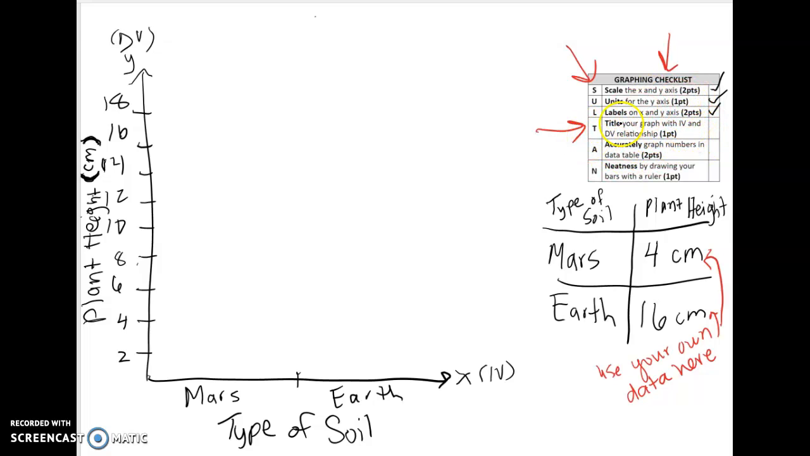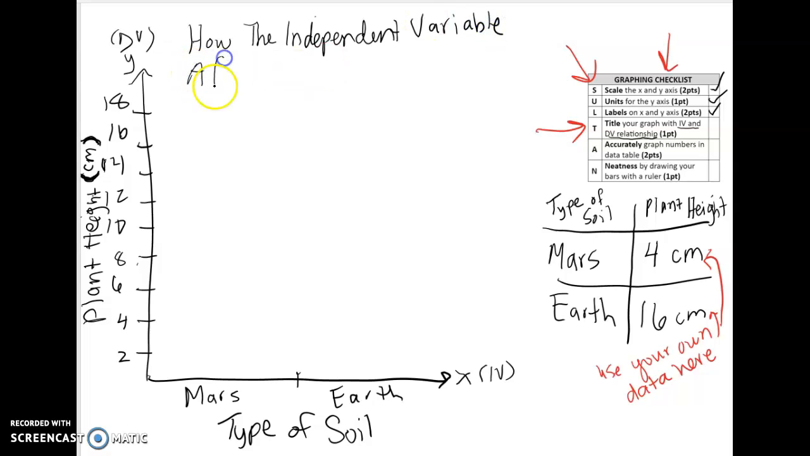Now we need to title our graph, and this is super important. It says with IV and DV relationship. That means I need to have a title that talks about the independent and dependent variable. My favorite kind of title to use is the following. So I like to say how, I'm going to write this in blue. Oh, never mind. I'll write it in black and highlight it. How the independent variable affects the dependent variable.